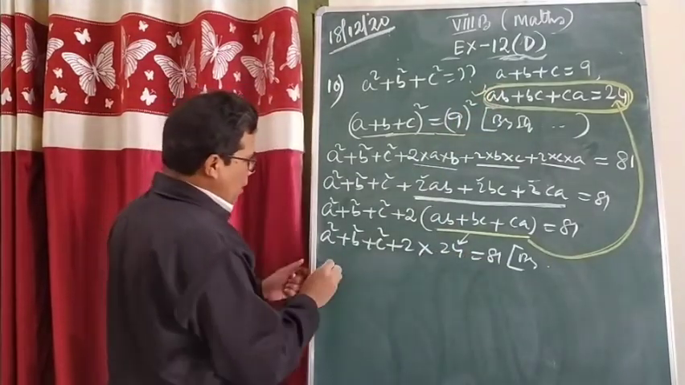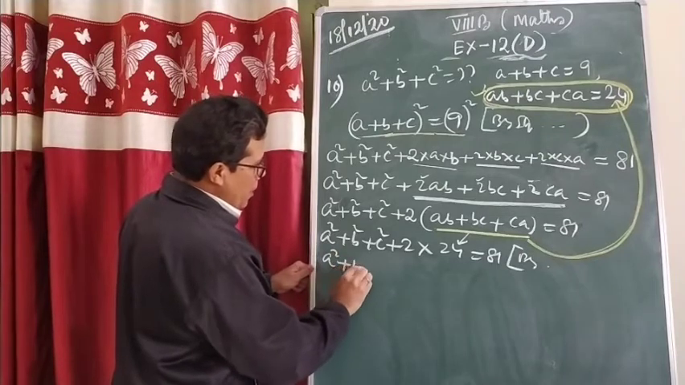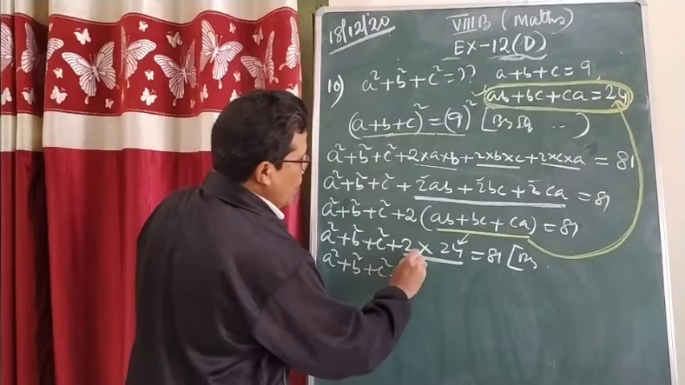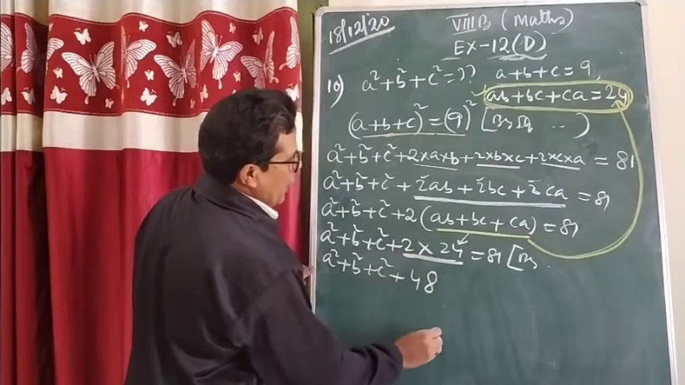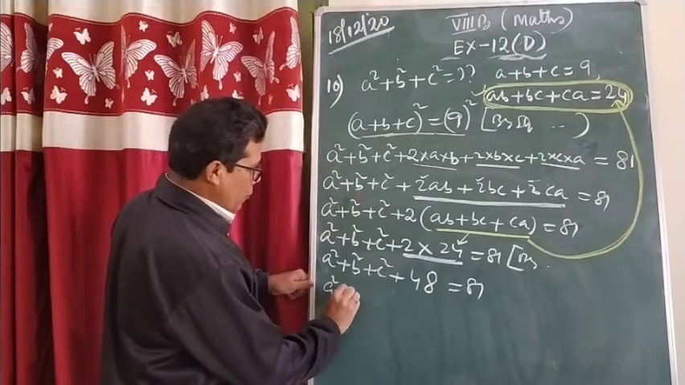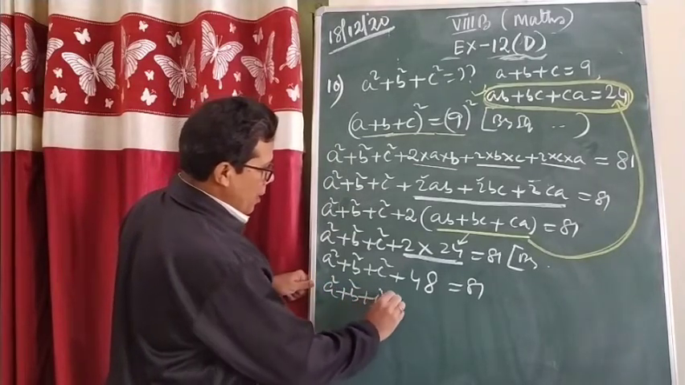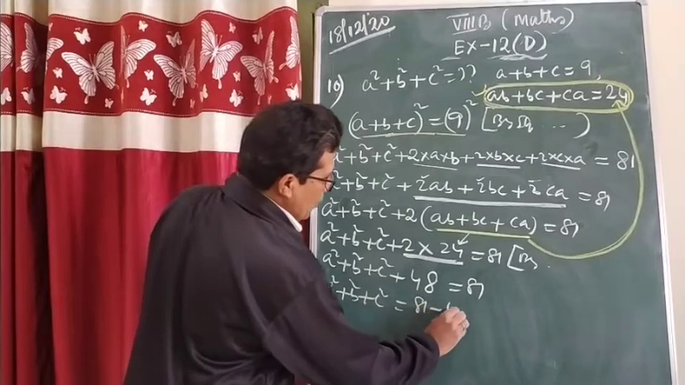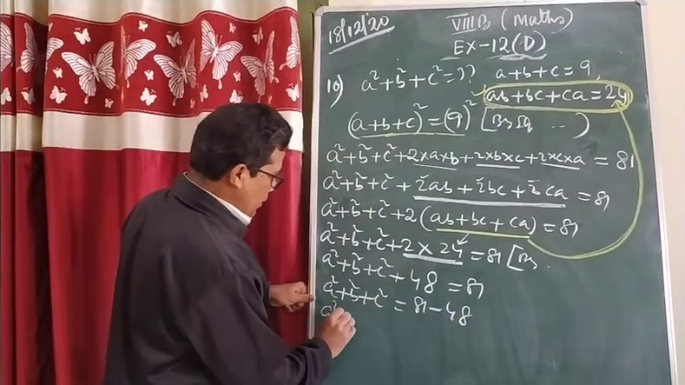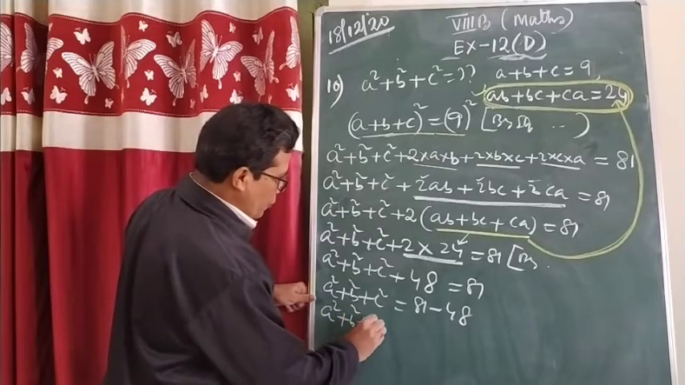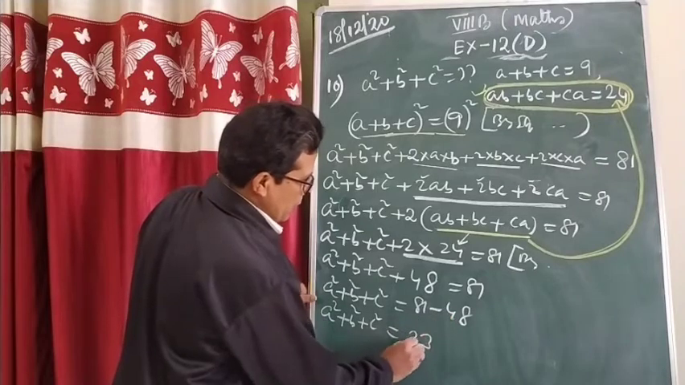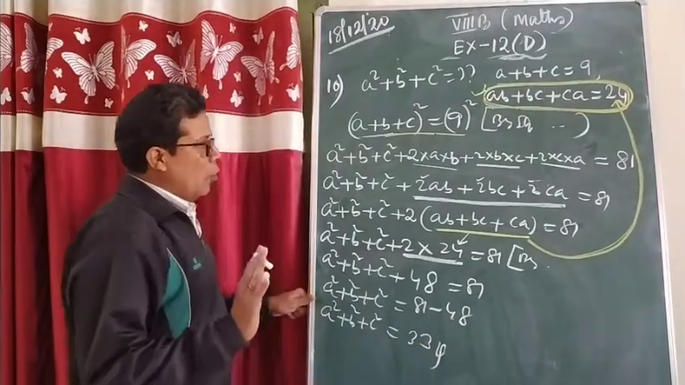Now you do the calculation. It's very easy. What did I do, beta? A square plus B square plus C square plus, multiplying these two gives 48, is equal to 81. Now here, beta, A square plus B square plus C square equal to 81 minus 48. You know in equations, when they change sides, the sign will also change. Equal to 33 is the answer. I hope it is clear to you.